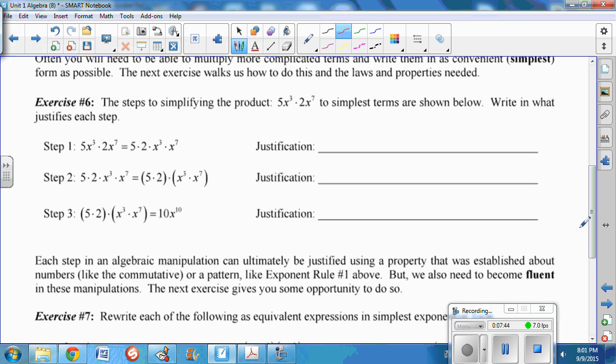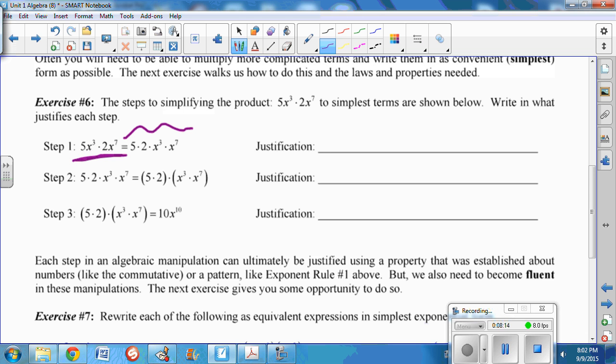All right, so we're going to list out the steps in simplifying this product: 5x cubed times 2x to the 7th to simplest terms, as shown, and write what justifies each step. So here's the initial problem. And what did we do from the left side of the equal sign to the right side? Well, we just shifted that 5 and that 2 around.